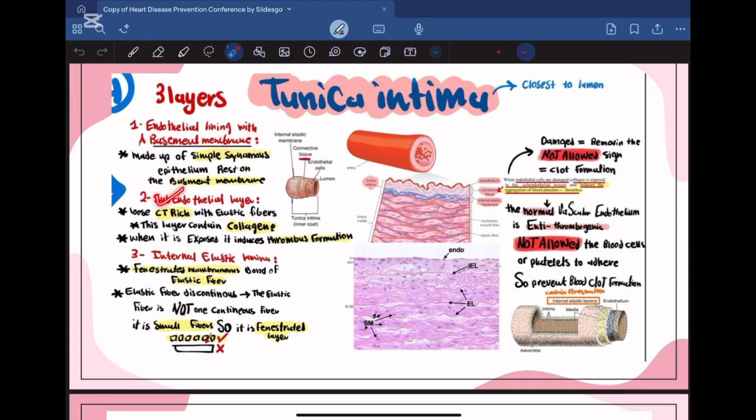Moving on to the subendothelium, and I remember subendothelium with a CC, so it has loose connective tissue, plus it has collagen inside it. And if it is exposed, we will get thrombus formation.